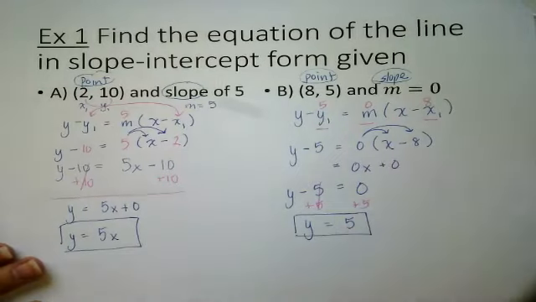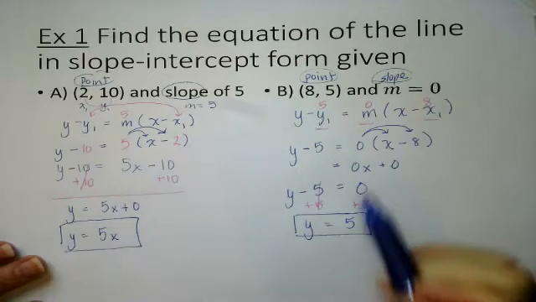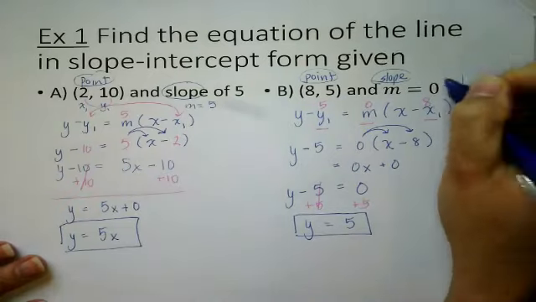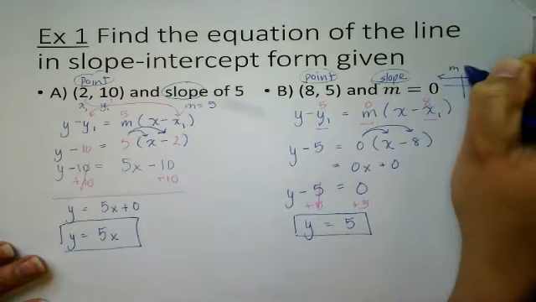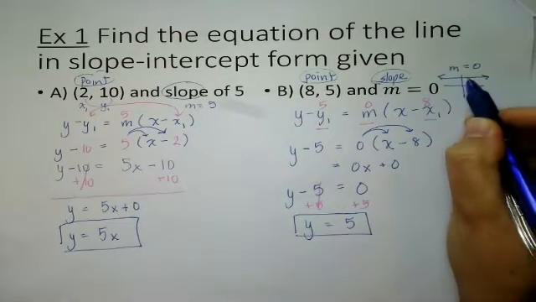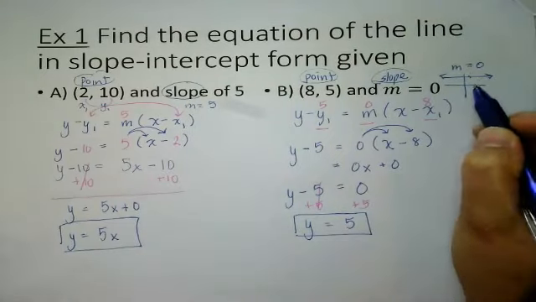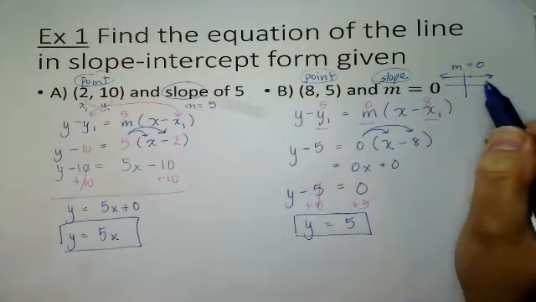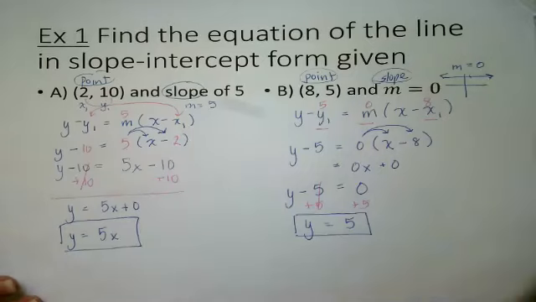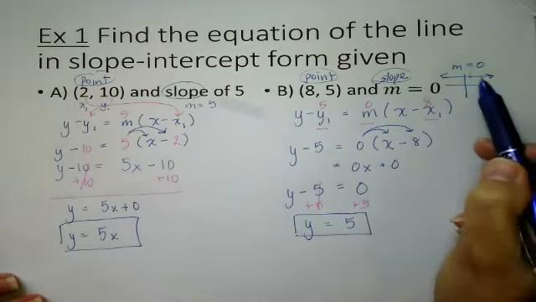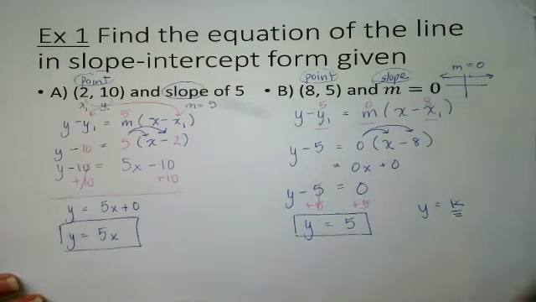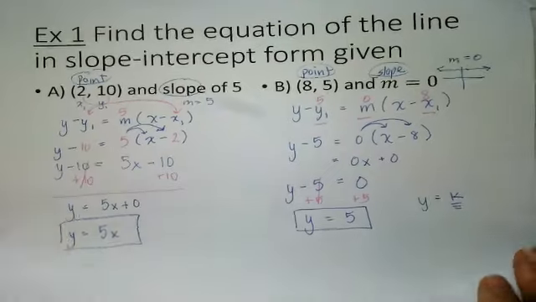And this is the equation of the line that passes through the point 8, 5 and has a slope of 0. A slope of 0 is just a horizontal line. The slope is 0 because it's not rising or falling. It's just flat. It has 0 increase or 0 decrease. And so it's just a flat line. And the equation of any horizontal line is always y equals some number. And in this case, it's the 5. Whatever the y equals.